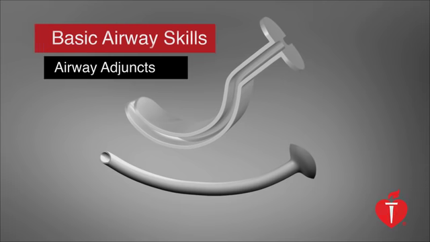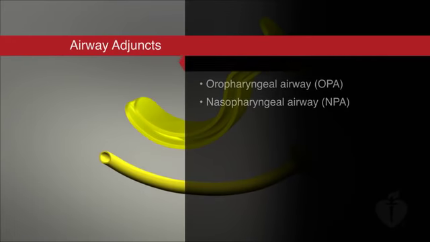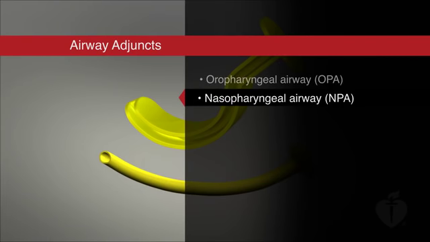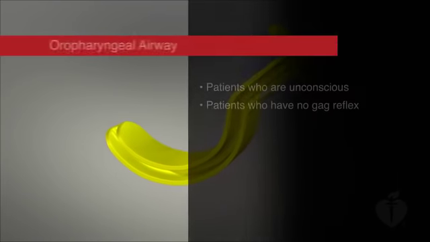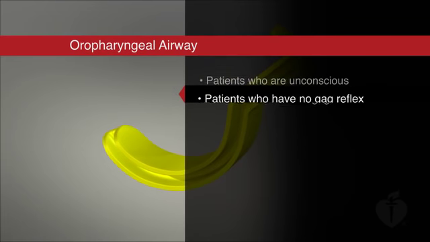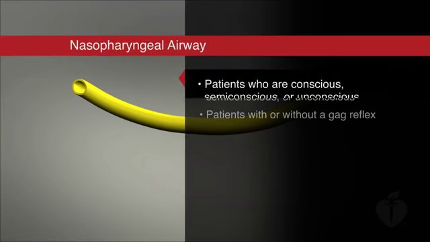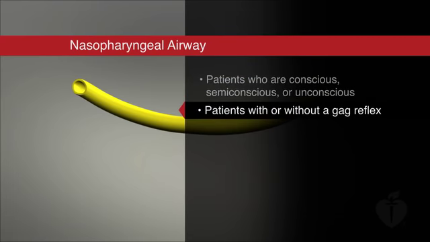Once the airway is open and clear, you may consider use of an airway adjunct to maintain a patent airway. There are 2 types of airway adjuncts: the oropharyngeal airway, or OPA, and the nasopharyngeal airway, or NPA. OPAs are commonly used for patients who are unconscious and have no gag reflex. NPAs may be used for conscious, semi-conscious, or unconscious patients with or without a gag reflex.